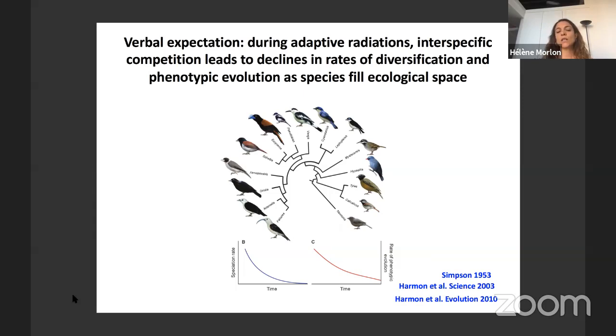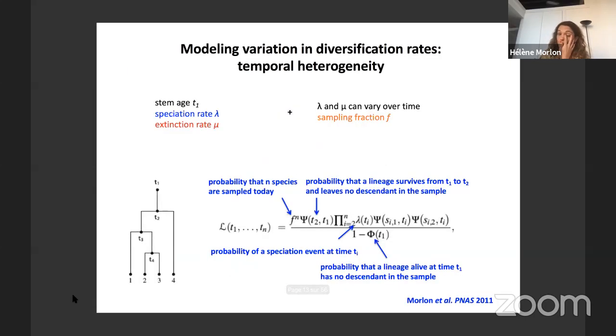So in order to be able to test whether adaptive radiations occur in nature and how frequent they are, evolutionary biologists have used these types of ideas, and they wanted to test whether we see in empirical phylogenies a signal of declining evolutionary rates through time. So we can compute the likelihoods of such processes as well.